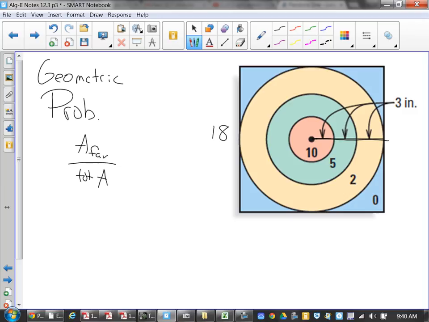It's kind of funny. So if the side length is 18, what's the area of the square? 18 times 18. All right. So the area of the square here is 324 square inches. Now to figure out the area of the 5-point circle, we have to find this area. To get this, you have to take the whole circle and subtract out the one in the middle. Okay?